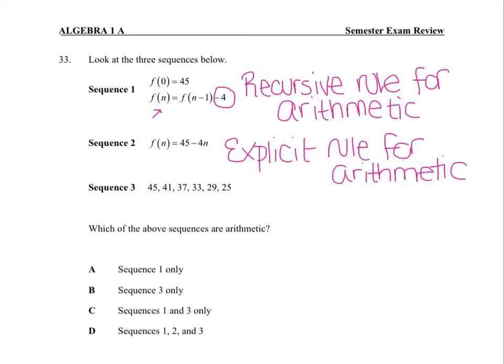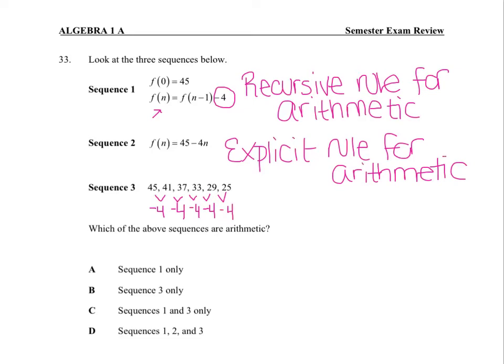Finally, to look at sequence 3, we're going to see what happens in between each of these numbers. So 41 minus 45 gives you negative 4. And then 37 minus 41 gives you negative 4. 33 minus 37 gives you negative 4. 29 minus 33 gives you negative 4. And 25 minus 29 gives you negative 4.